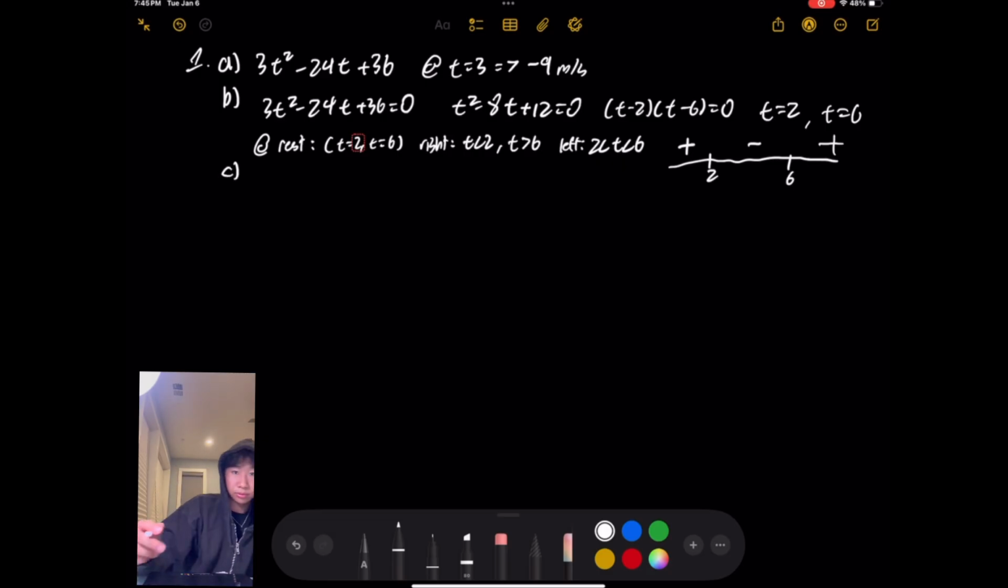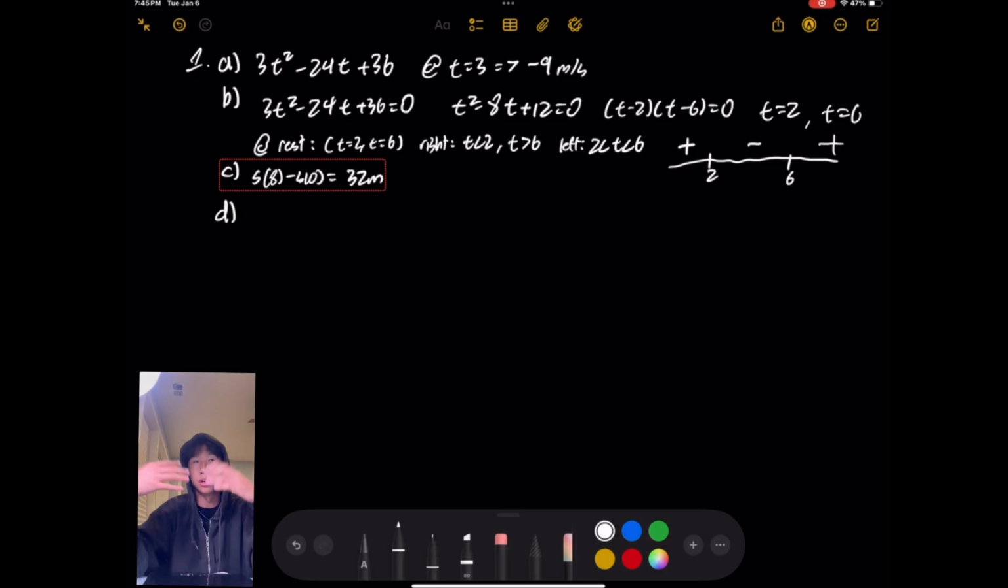B is done. C, displacement after the first 8 seconds. When we're finding displacement, we're just taking the end position minus the beginning position of the interval, okay? The interval of time for the first 8 seconds is from 0 to 8, so we're going to find the position at 8 and subtract the position at 0. So s of 8 minus s of 0. I'm not going to do all the math, but it is going to be 32. Pretty simple. We're going to move on to D.